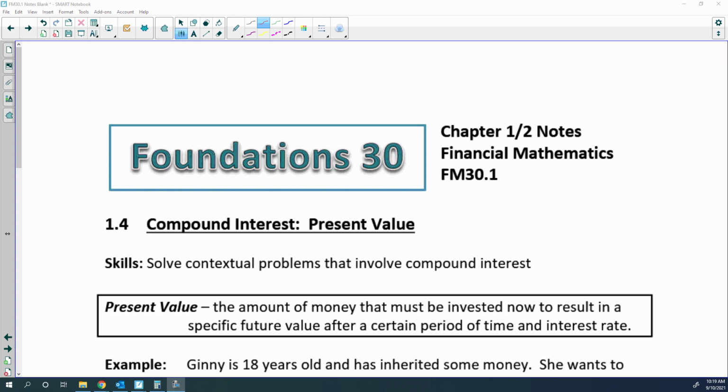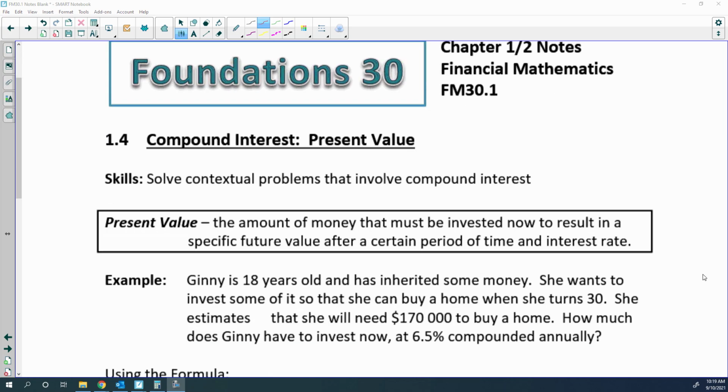For this video, we are going to look at lesson 1.4, compound interest present value. The skill we're going to gain is to solve contextual problems that involve compound interest. What we're going to be focusing on now is the present value, which is the amount of money that must be invested now to result in a specific future value after a certain period of time and interest rate.